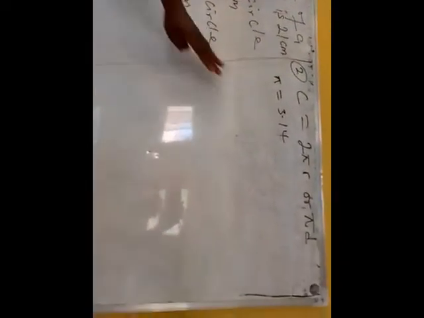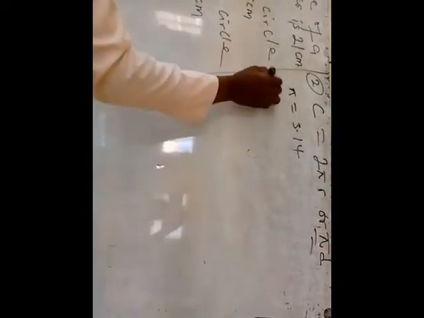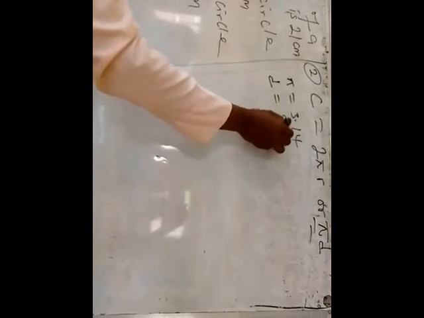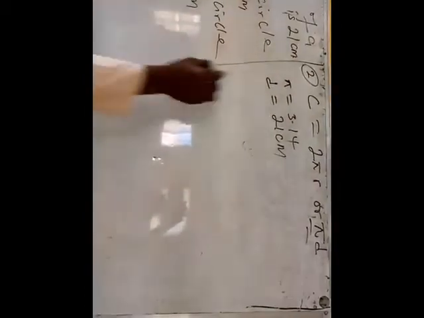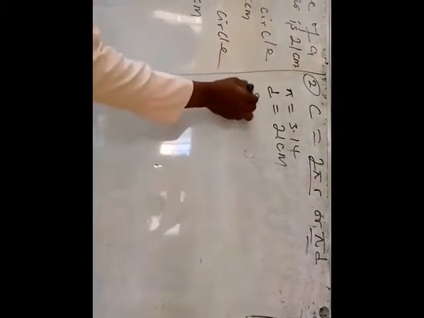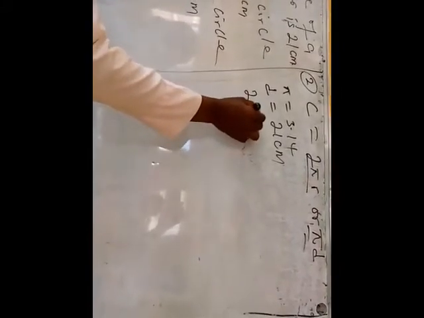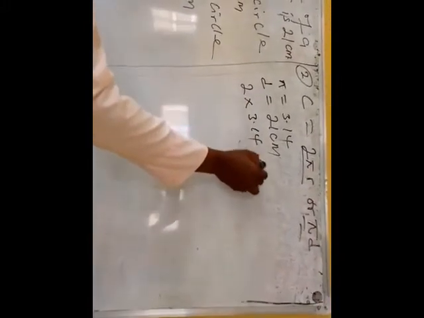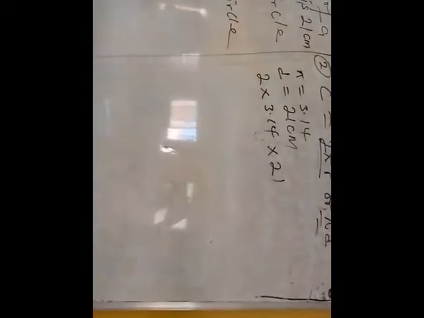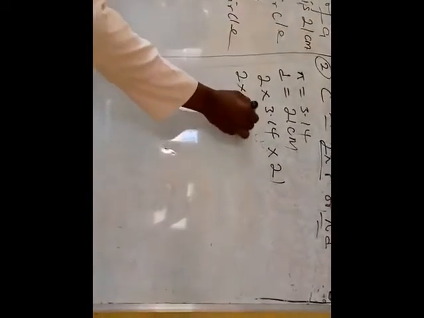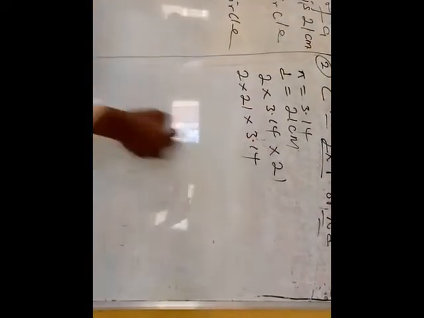Now we are going to apply this formula. So d is given as 21 centimeter. We are there. By substitution, we have 2 times 3.14 times 21. So 2 times 21 times 3.14, all the same.